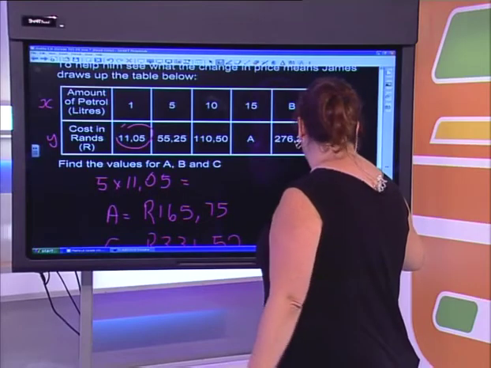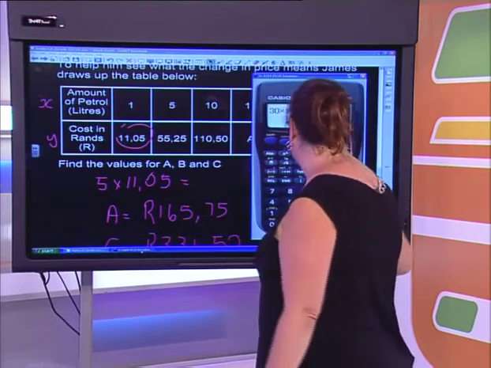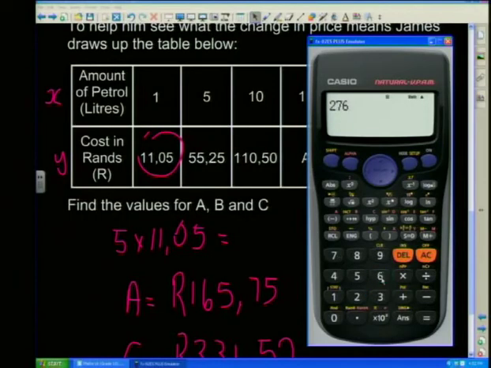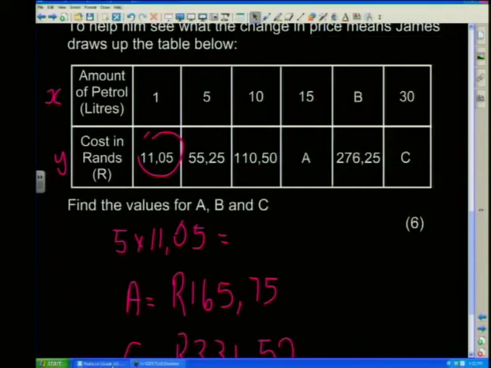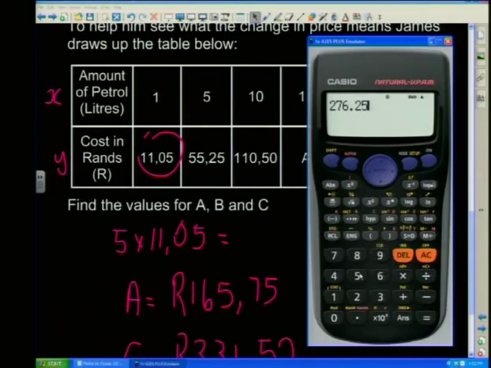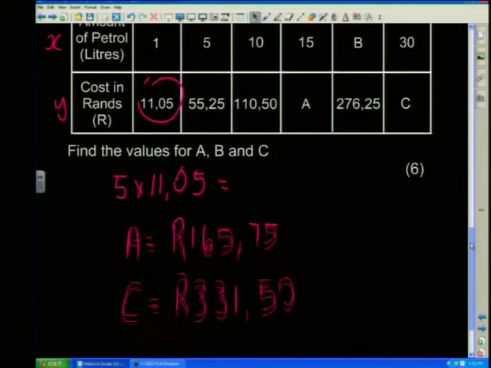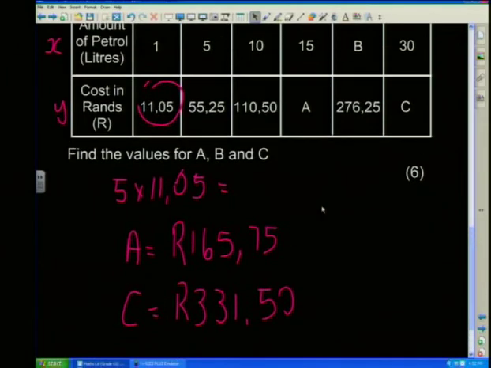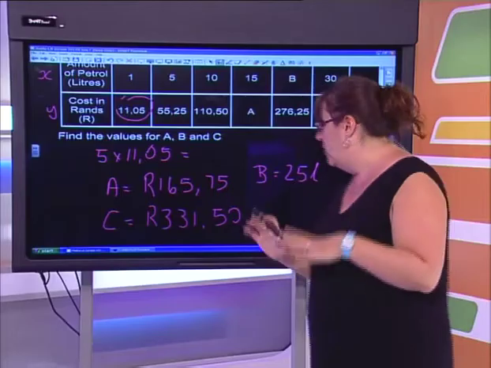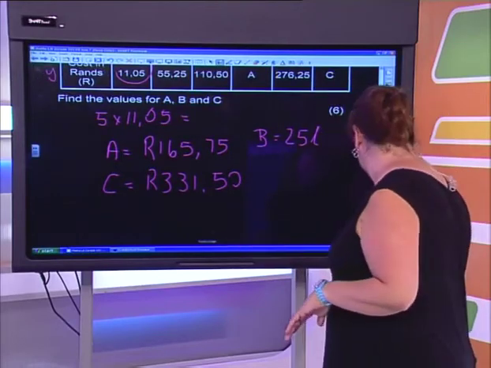how many litres. So I've got my cost, 276.25, divide by the price of petrol, and I get 25 litres. So we got 25 litres here, B is 25. Now what I want to show you, so B is 25 litres.